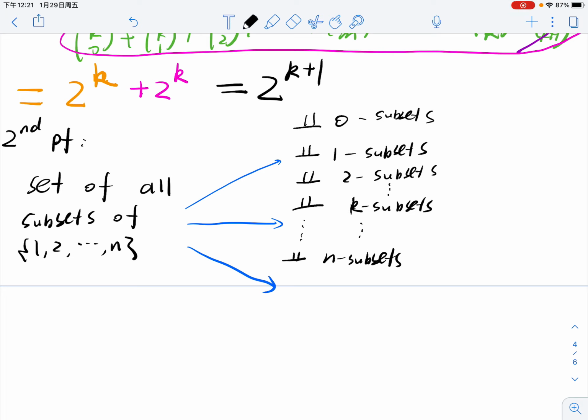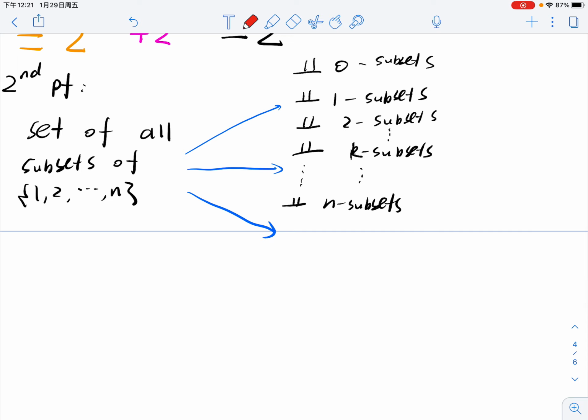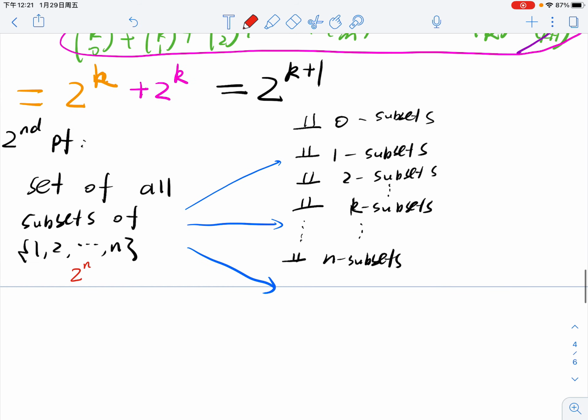And if you compute the cardinality of each set, for the left-hand side we already computed that the cardinality is 2 to the n. And then the right-hand side, this is n choose 0, this is n choose 1, n choose 2, n choose k, and n choose n. Therefore, because it's a disjoint union, the cardinality of the left-hand side should be the summation of the cardinalities of the right-hand side.